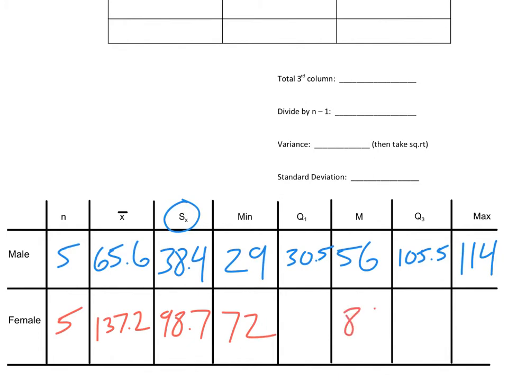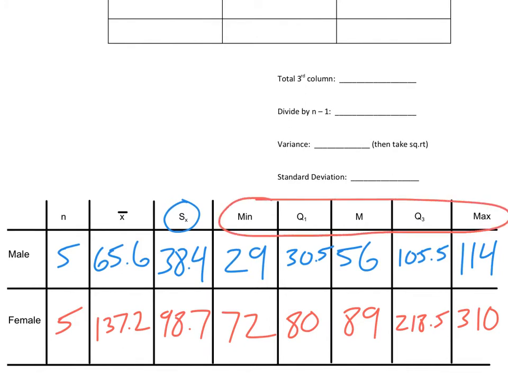72, median was 89, max of 310, 218.5 for Q3, 80 for Q1. Okay? Again, this right here, you'll hear that referred to as your 5-number summary, and it's how you make a box plot as far as where the tails end, where the box ends, and where the median is marked in the middle.